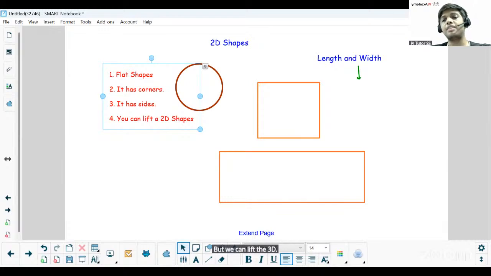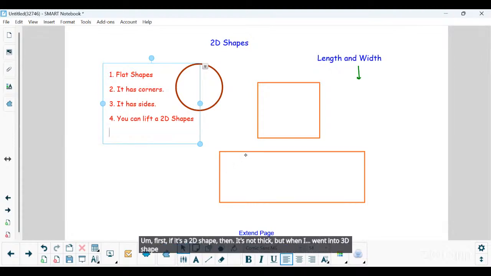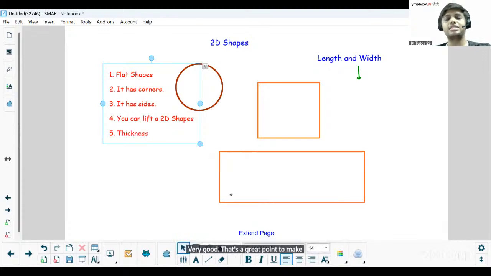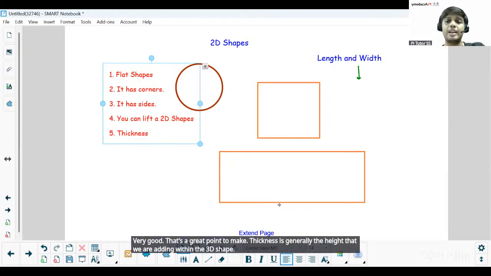Great. Yes, Shanvika, what do you think? Is there any other difference? First, if it's a 2D shape, then it's not thick, but when it's a 3D shape, it has thickness. Very good. That's a great point to make. Thickness is generally the height that we are adding within the 3D shape. Okay. Well done. Very good.